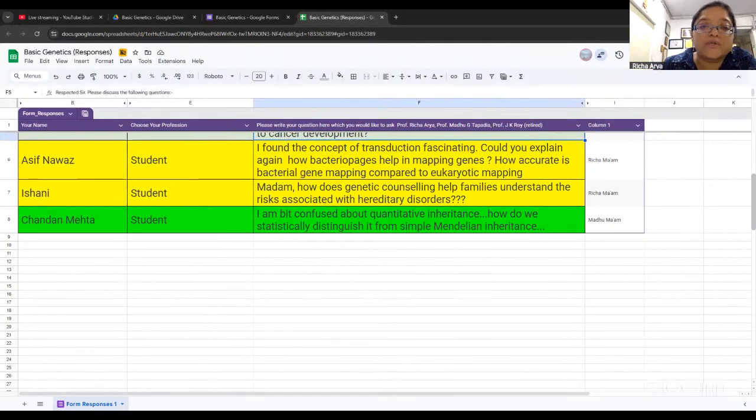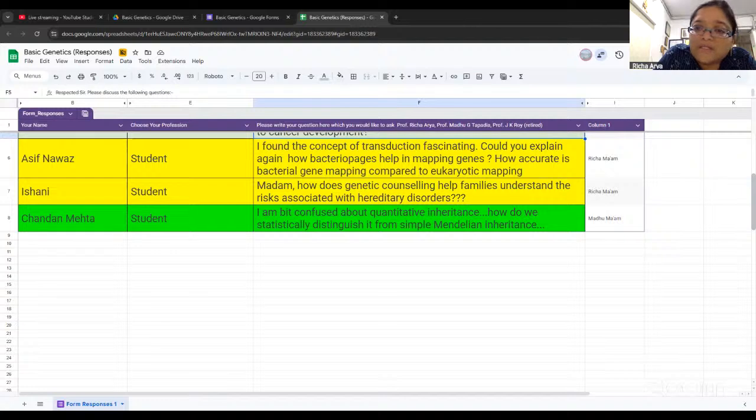So the student is actually asking about the concept of transduction. And yes, as he wrote, it is indeed fascinating because it is the infection of a bacteria. Bacteria is getting infected by virus. And this mechanism, as he is asking, is also used for the mapping of bacterial genes. We have discussed in our classes that when a virus infects bacteria, it normally injects its genome into the bacterial cell. And then there are two options.